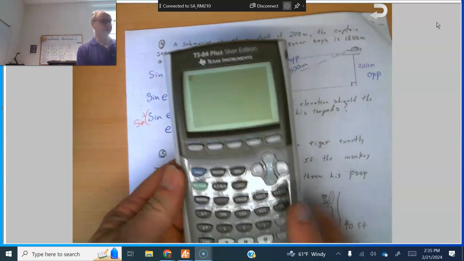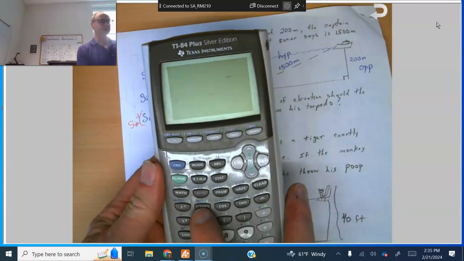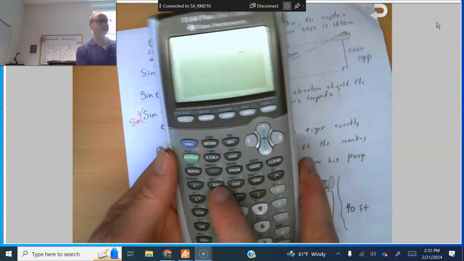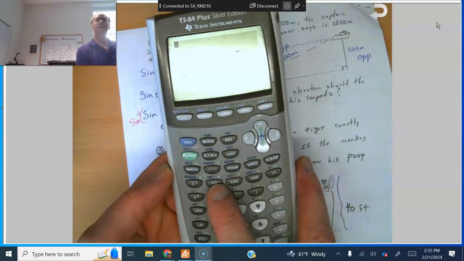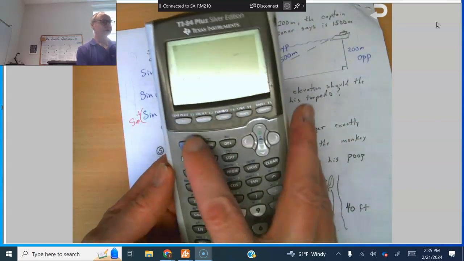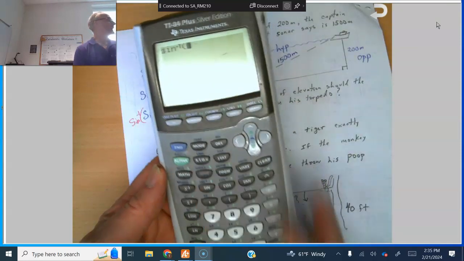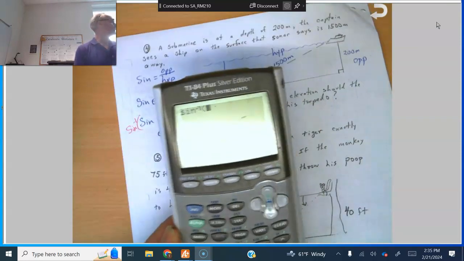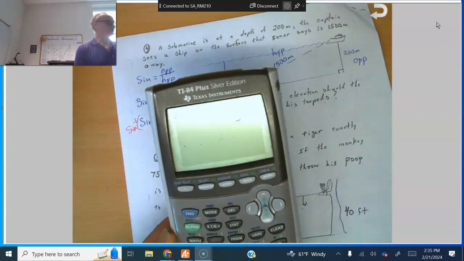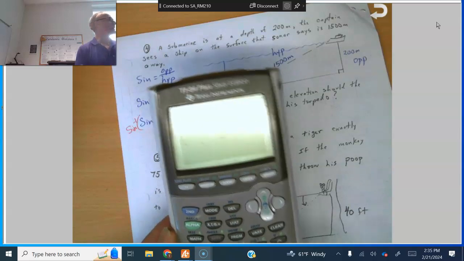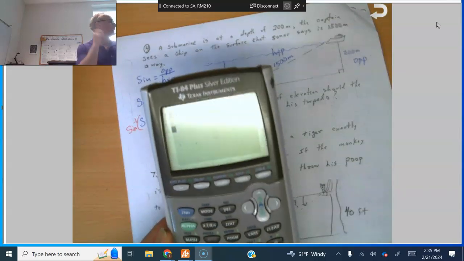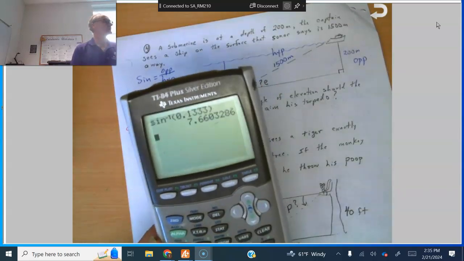look at your calculator, if you look at the sine, do you all see the blue on mine? It's yellow in yours. It says inverse sine. I use the second and the sine, and it gives me inverse sine. And I put in the decimal, 0.1333, and I should get about 7.5. And I actually get 7.66.